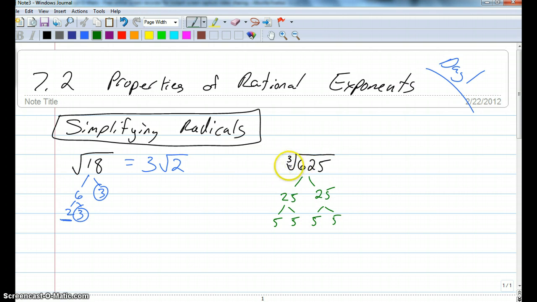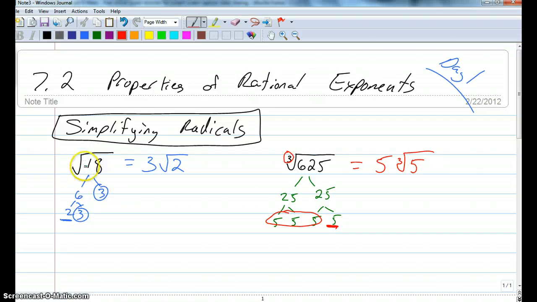Now, cube root land is a far more treacherous land than square root land. Where in square root land, you needed a buddy to get out, in cube root land, it's much more treacherous. You need 3 buddies. You need a trio in order to get out. So we got 4 5s down here, but we need a trio of 5s. And then only 1 5 makes it out. Then this 4th 5 didn't get a trio, so he is left behind in cube root land. So the cube root of 625 breaks down to 5 times the cube root of 5.